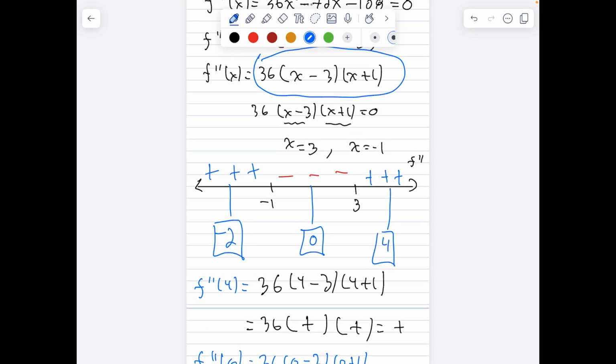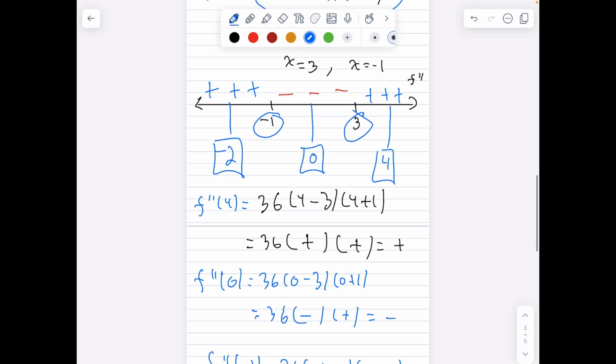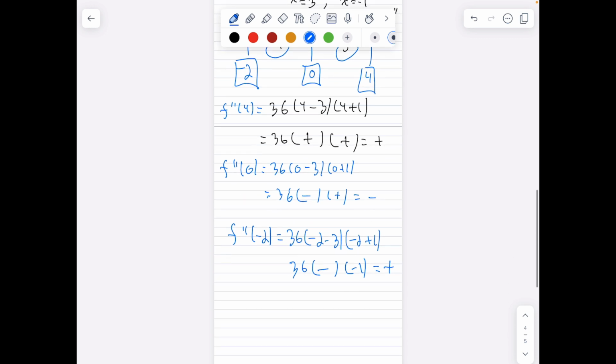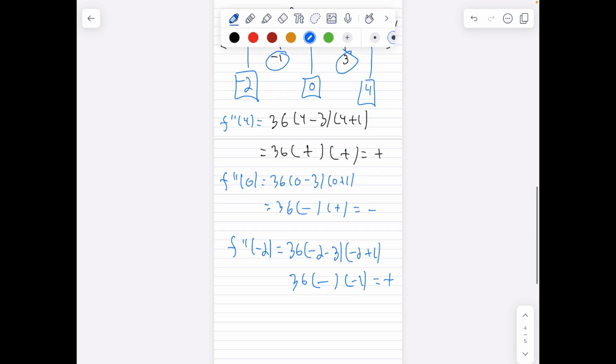And do we have an inflection point? In fact, we have two. You have one at -1 and you have one at 3. So our inflection points occur at -1 and 3.